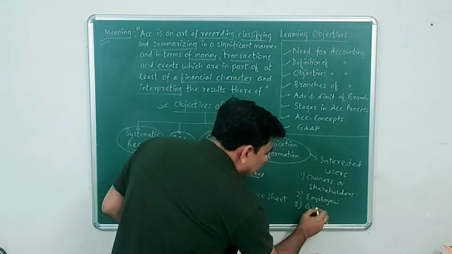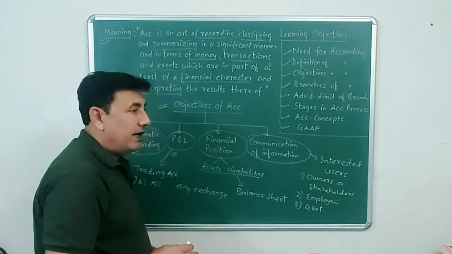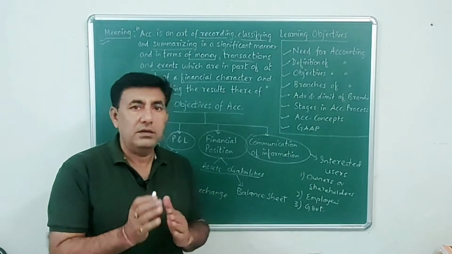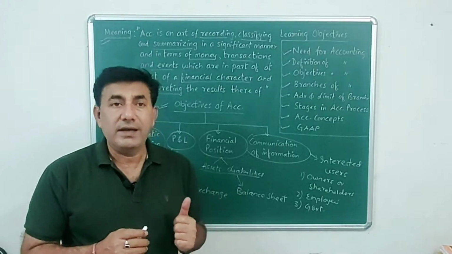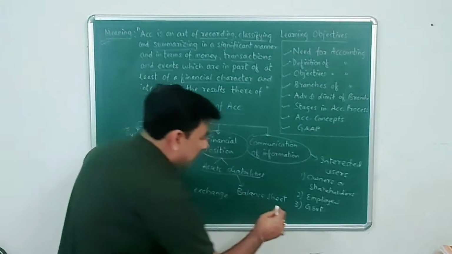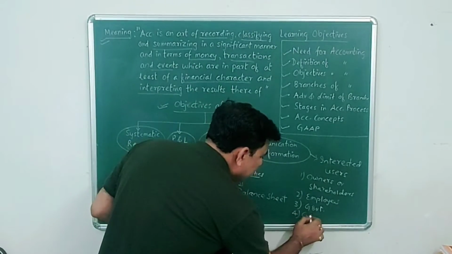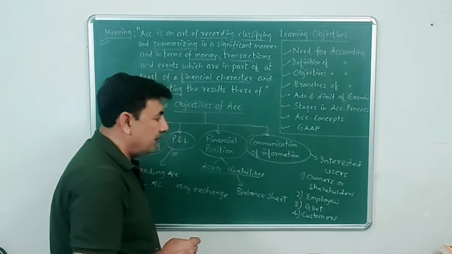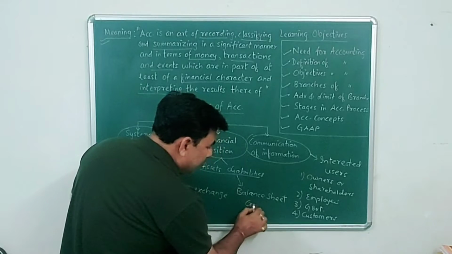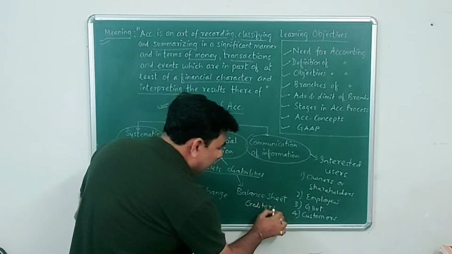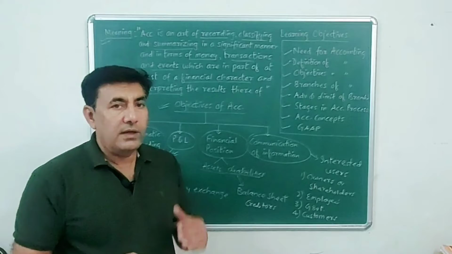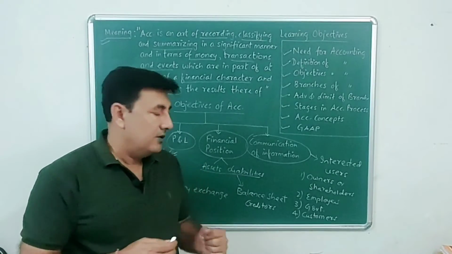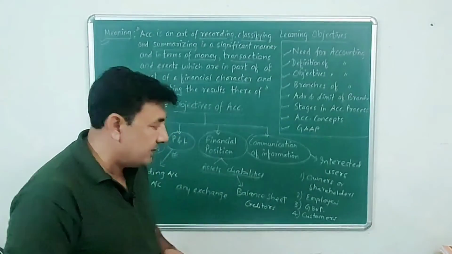Then it can be the government, because the government also likes to know the financial position of the company, so that it can impose and collect taxes from the company. Then come customers, who are also interested users or parties. Even creditors would like to know whether the company is going in profit or loss, because they have to collect their dues from the company. So that's why they are interested users.